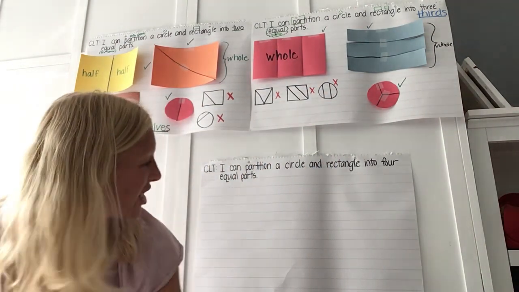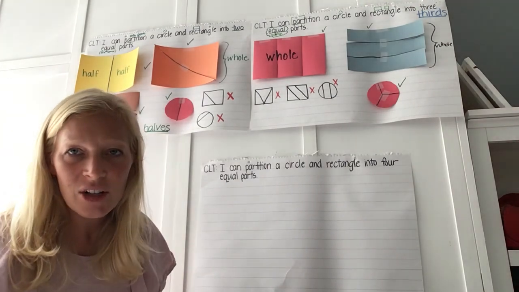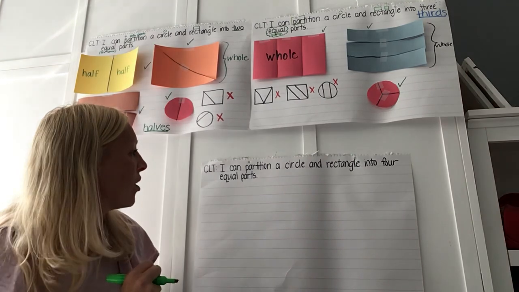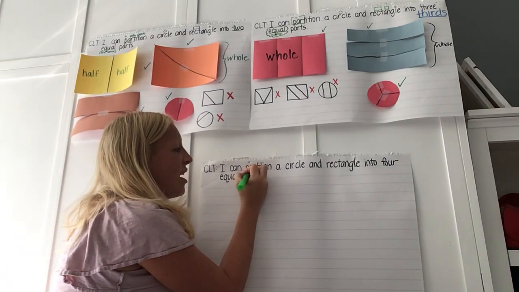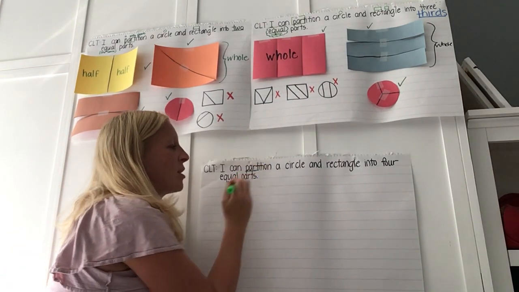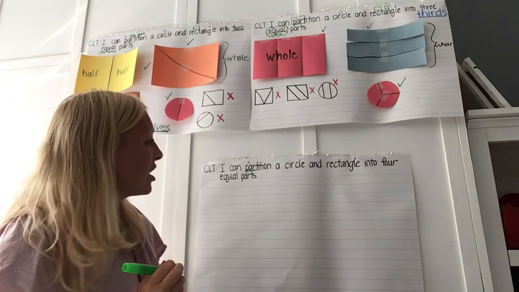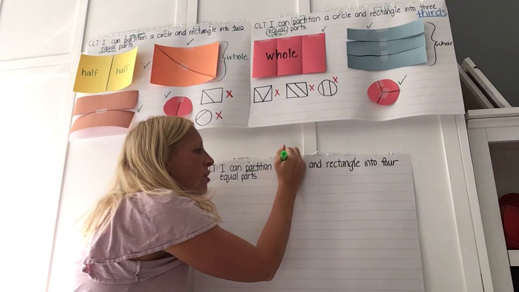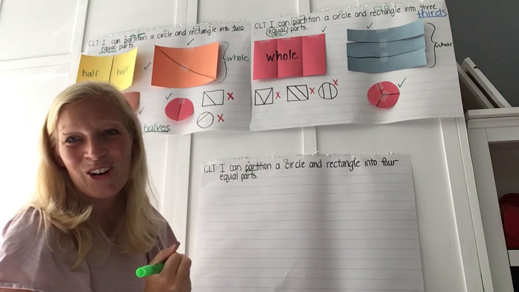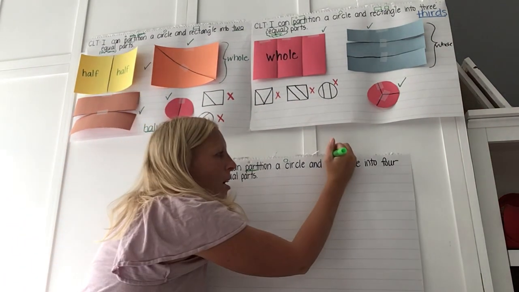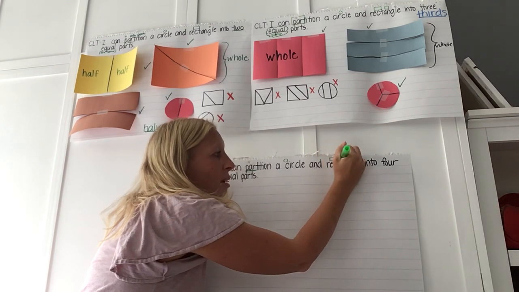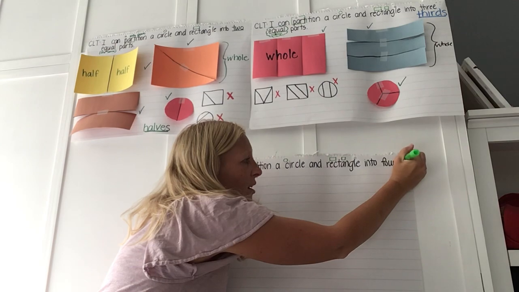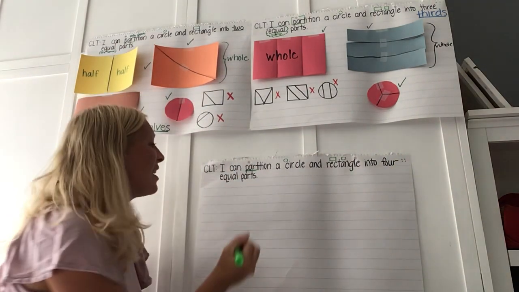I can partition a circle and rectangle into 4 equal parts. These words are not unknown to us today. We're experts on them now, aren't we? That word partition, breaking up into parts. Our circle, our never-ending curved line. Our rectangle, that could be a square if we see it. And we're going to divide it into 4, that's right, 4 equal parts.